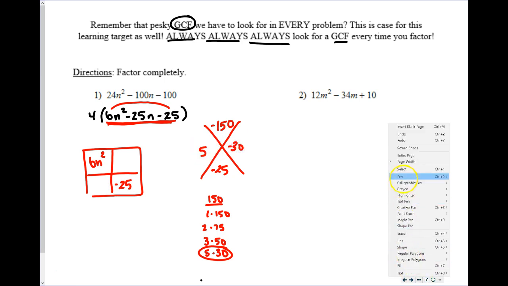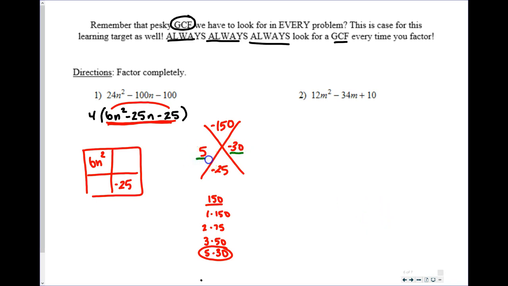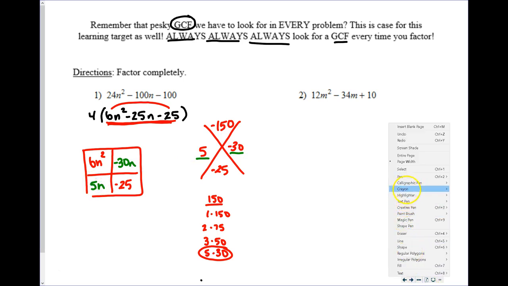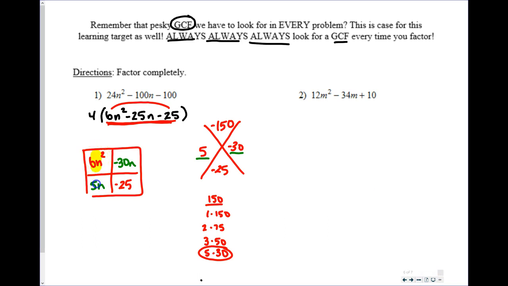So now I'm going to take that negative 30 and that 5, and I'm going to put it into here. Negative 30n and 5n. Now, just like before, find your GCF of the top and your GCF of the side. So my GCF of the top, 6n and 30n, is 6n. The GCF of the side, there's no number in common, but they have a letter in common of n. Okay? And then this has to be 5, because n times 5 gives me 5. And then this has to be negative 5, because 6 times negative 5 is negative 30.